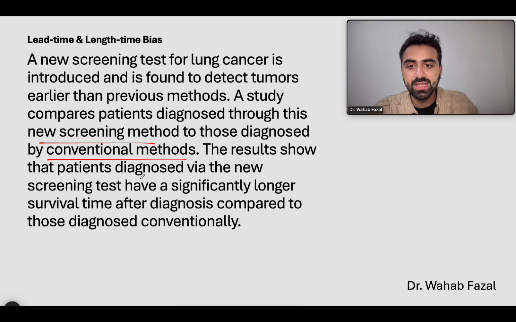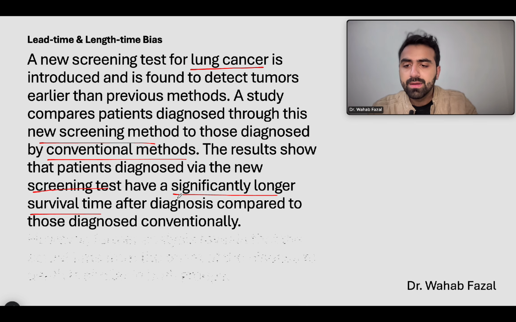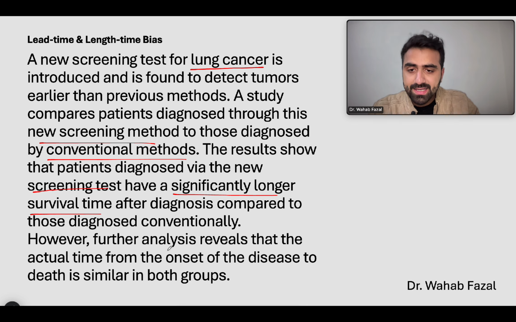The result shows that the patients diagnosed with a new screening test have a significantly longer survival time after diagnosis compared to those diagnosed conventionally. However, further analysis reveals that the actual time from the onset of disease to death is similar in both groups.